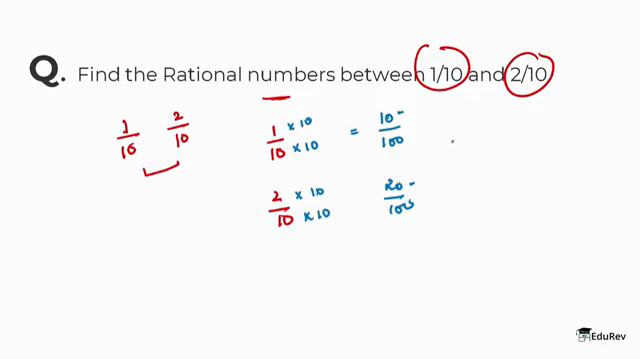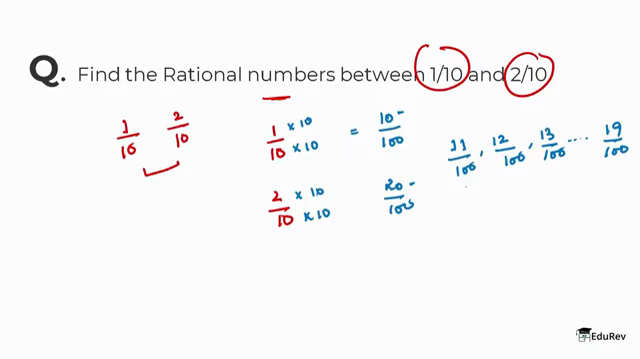So with common sense, you can say that 11 by 100 will be between them, 12 by 100 will be between them, 13 by 100 will be between them, and so on till 19 by 100 will be between them. So all these are the rational numbers which are going to be between these two numbers, right? You can actually find out more rational numbers as well.